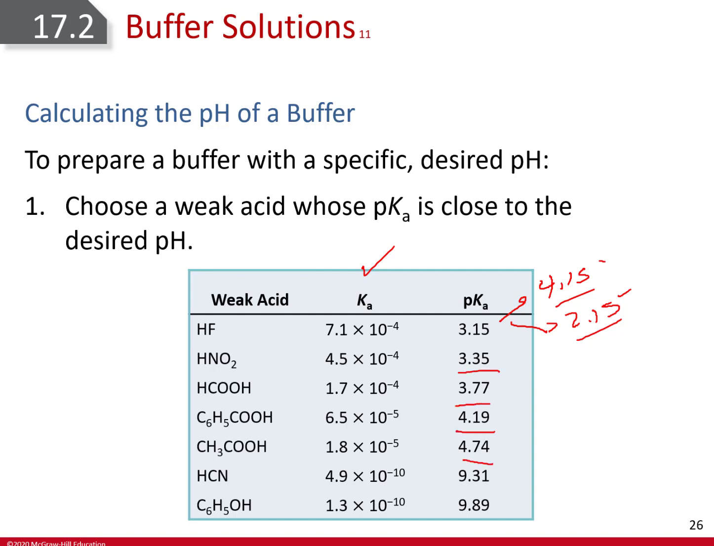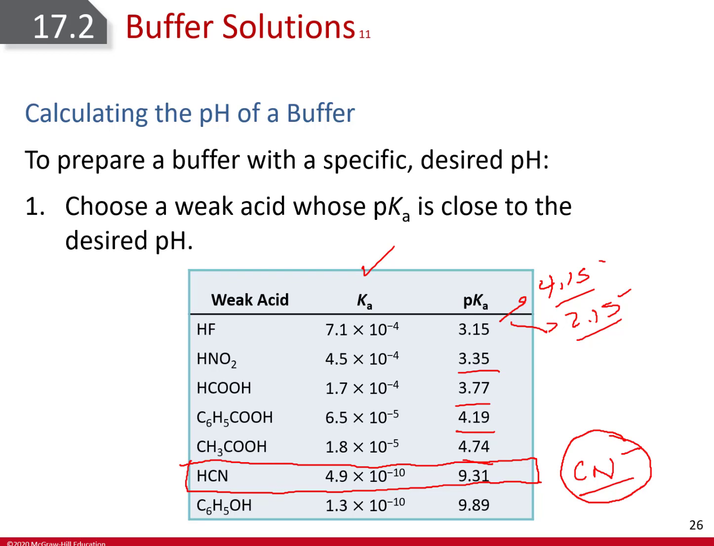Then after you get the range, here's something that's tricky about this one right here. If you're working in a biological system, you're not going to use that as a buffer because cyanide locks up the hemoglobin, right? It's toxic. It's poisonous. So even though this would be a great buffer between the range of 8.31 and 10.31, you also have to think about what is the substance. This would not be a good buffer for a biological system.